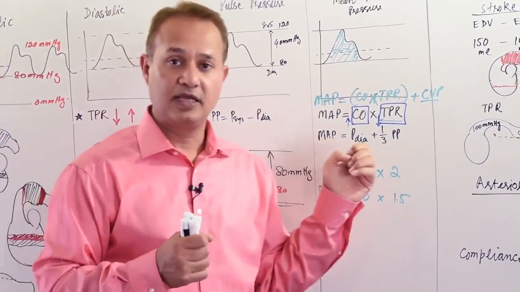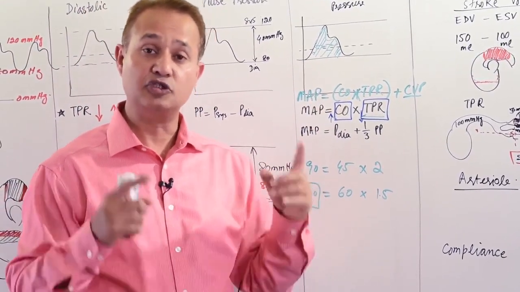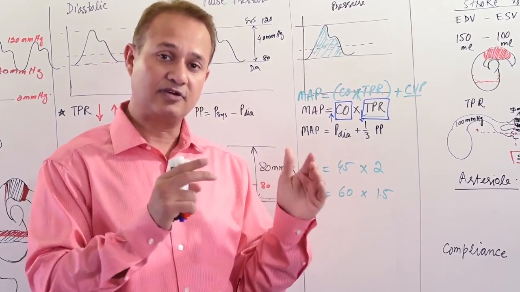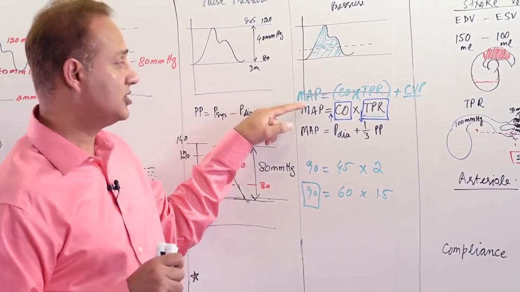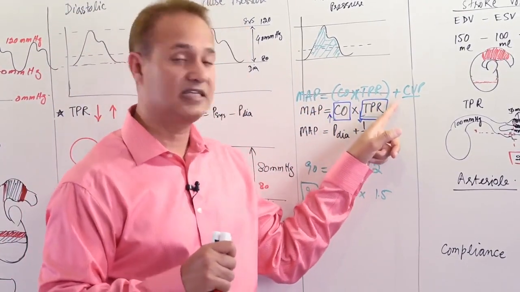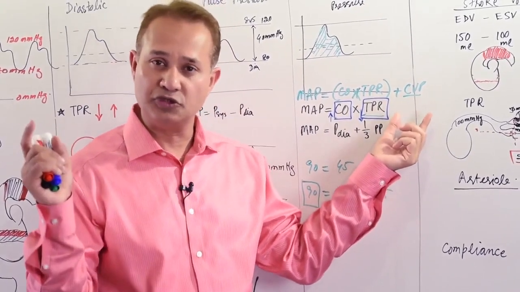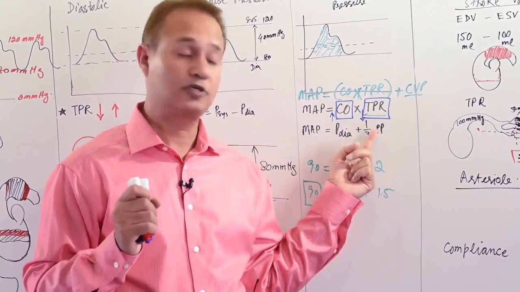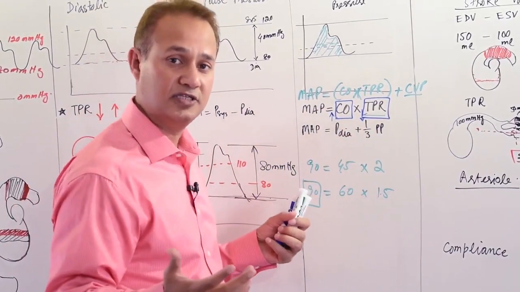Mean arterial pressure. Mean arterial pressure is the average pressure inside the blood vessels during one cardiac cycle. The formula for the mean arterial pressure is cardiac output multiplied by total peripheral resistance plus central venous pressure. Now, central venous pressure is negligible. We don't use it. That leaves cardiac output multiplied by total peripheral resistance. These are the two factors that change the mean arterial pressure.